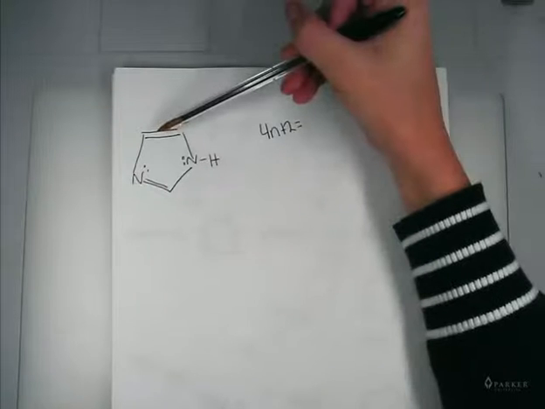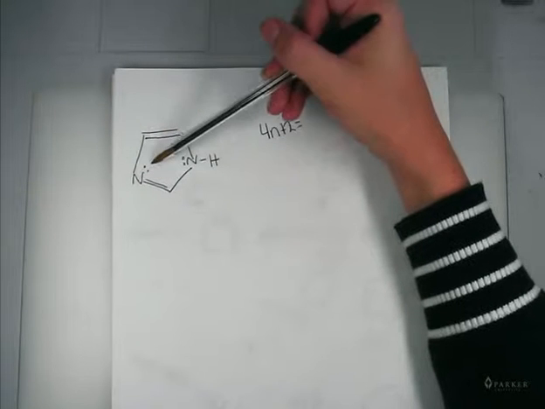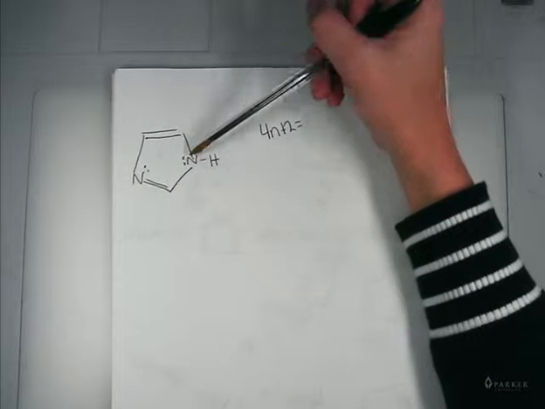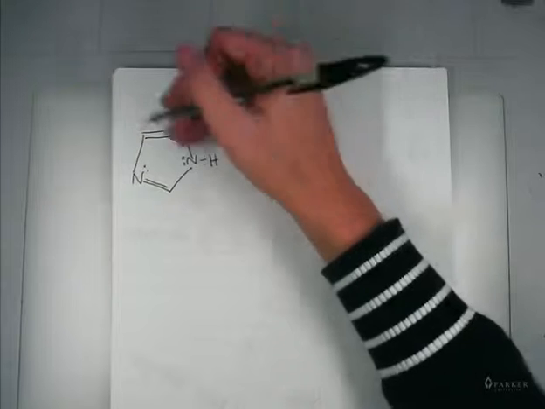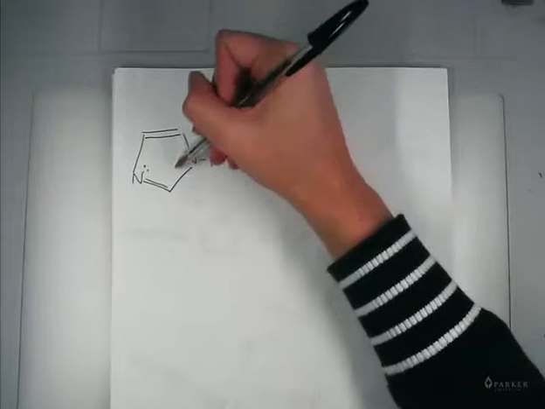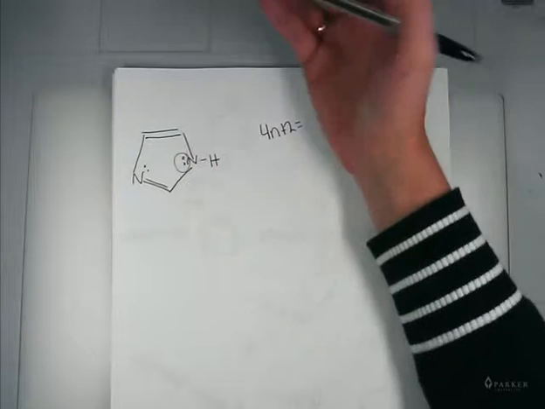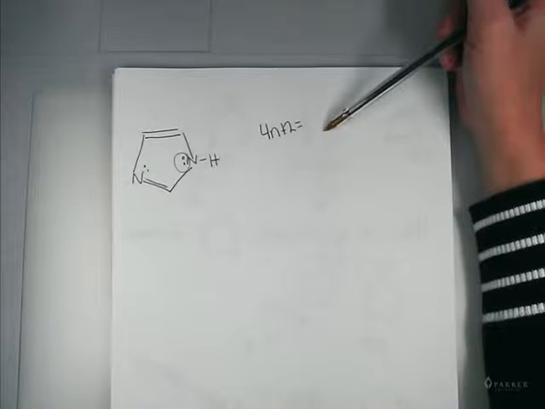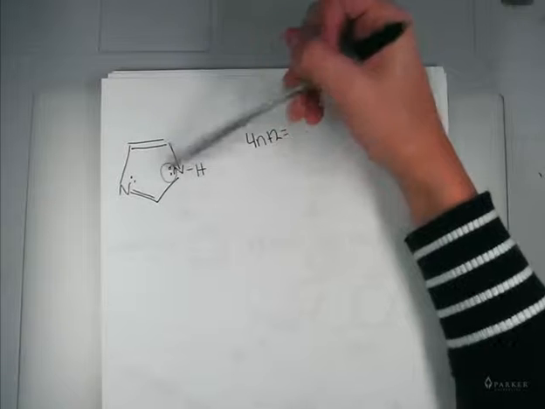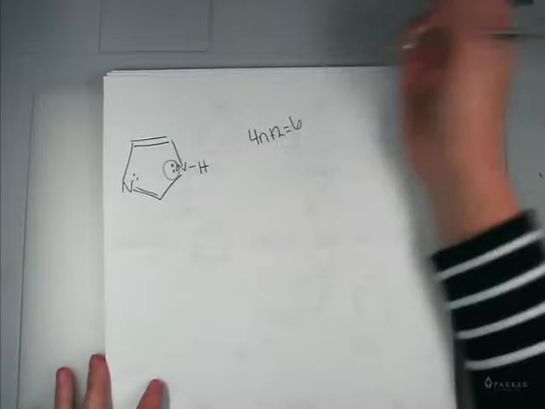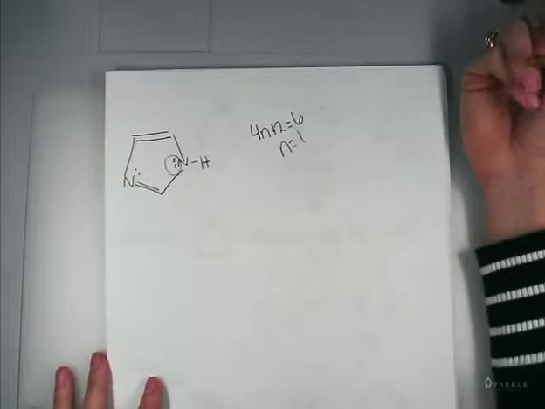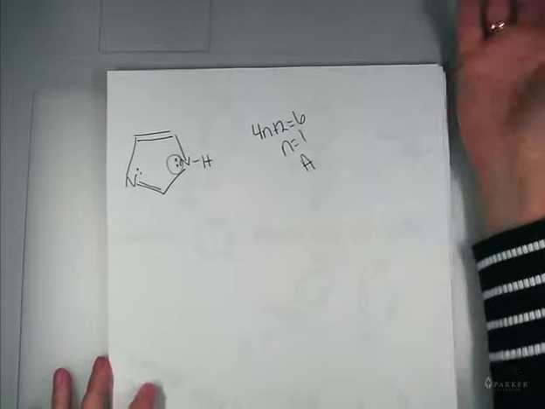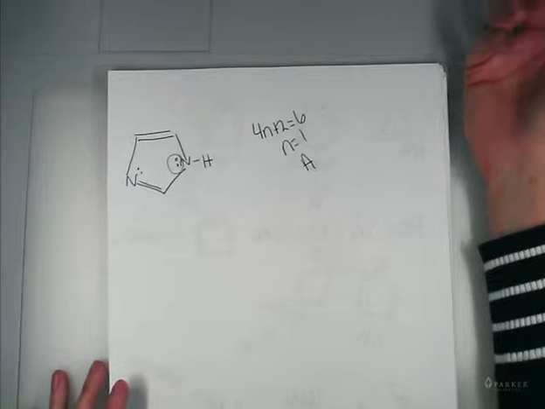So we have, let's look at this nitrogen here. Do we count this lone pair? No, because there's a double bond. What about this lone pair? Yes, because there's no double bond directly off that nitrogen. So I'm going to circle it because I'm going to count it. So how many total pi electrons do you count here? 6. 2, 4, 6. So again, n equals 1. This is aromatic. Now let's look at the nitrogens.